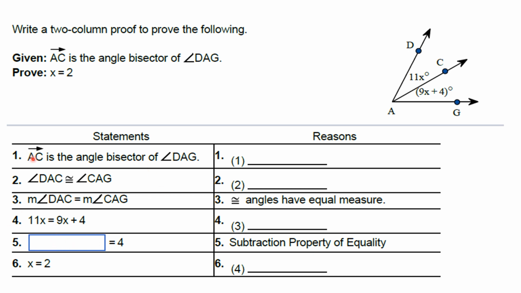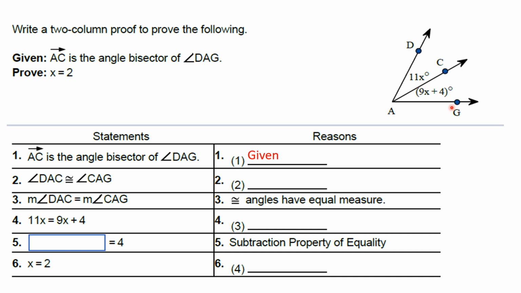All right, so line 1 says the ray AC is the angle bisector of the angle DAG. How did we know that? That was given to us, right? That was the information that was given. All right, so that was given. All right, the next line says angle DAC is congruent to angle CAG. So DAC is congruent to CAG.